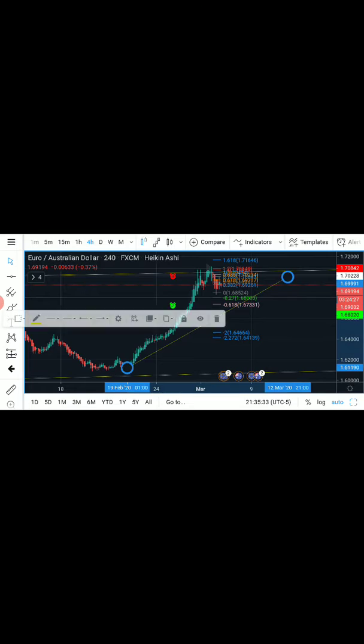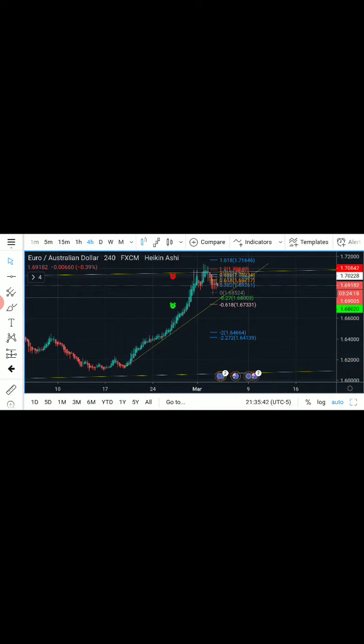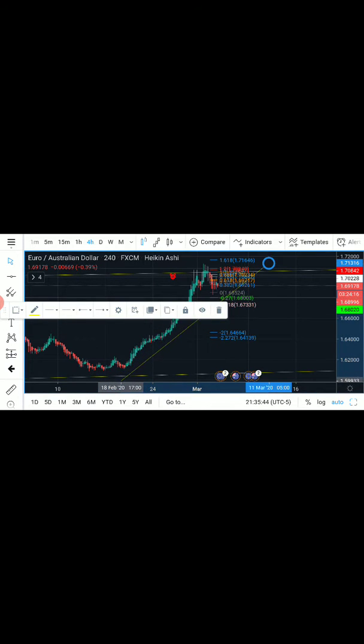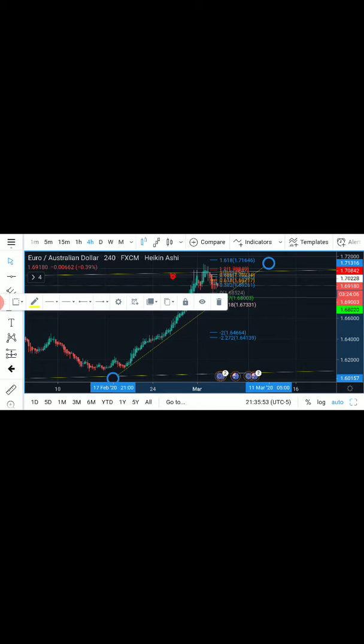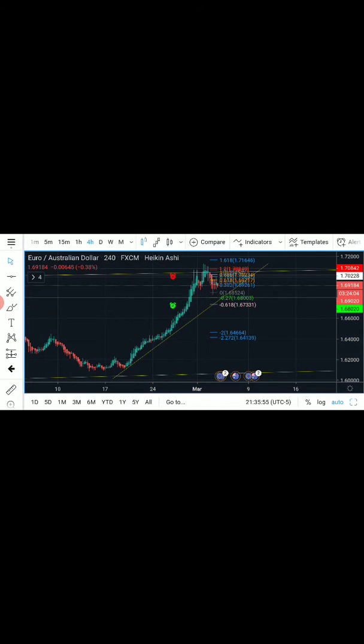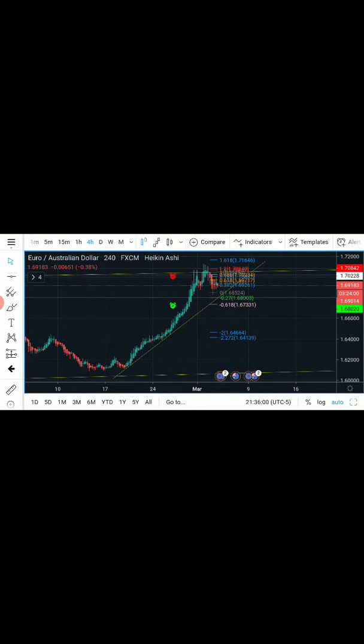Oh, I think this line is off, actually. It should be like this. No, it's like this. I remember, it was something like this. There we go. So we don't want to go through bodies. We only want to go through wicks. I can move this over a little bit more. All right, there we go. And pretty much if it breaks that line, I'm going to screenshot this.